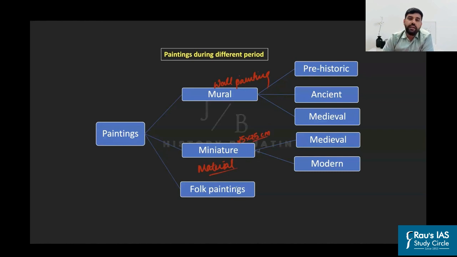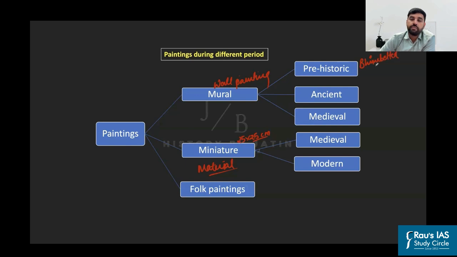Folk painting is something created by folk, mostly in rural areas. Mural paintings are prehistoric, ancient, and medieval. Miniature are medieval and modern. We don't have miniature painting from ancient India. Please remember that. I'll give you the example of all.